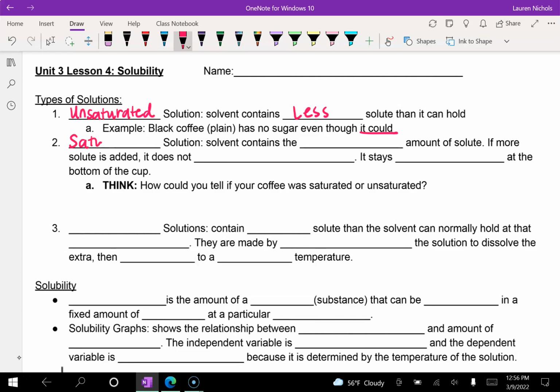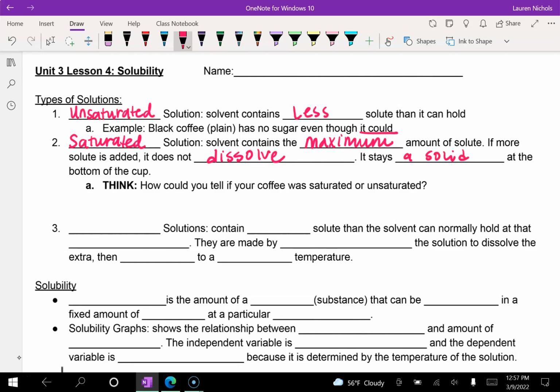A saturated solution is a solution where the solvent contains the maximum amount of solute. So if you try to add more of your solute to a saturated solution, it does not dissolve. It stays a solid at the bottom of your cup.